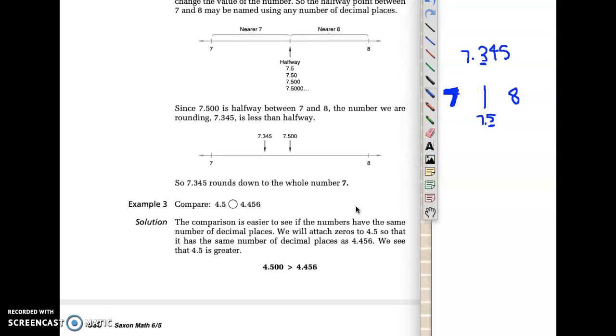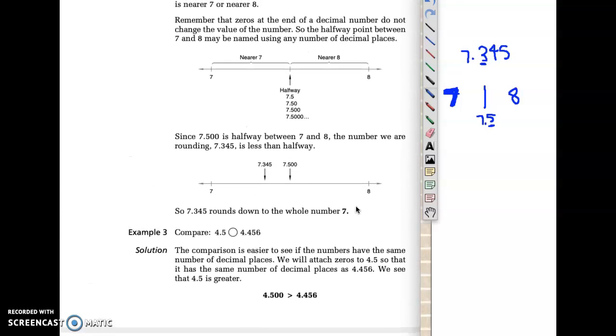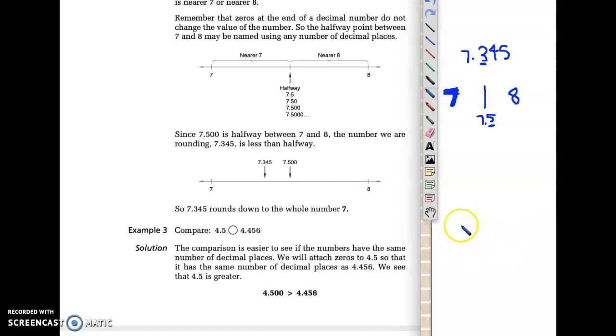So let's go to example 3. I'm going to pull it down a little bit so that we can do it over here. It says compare 4.5, or 4 and 5/10, to 4 and 456 thousandths. So what we're looking at here is the first decimal place, which is that tenth.